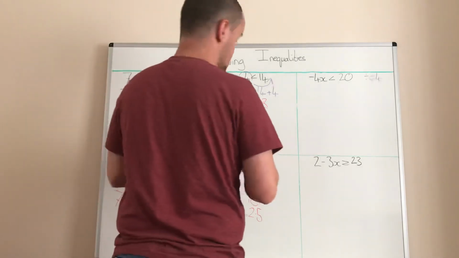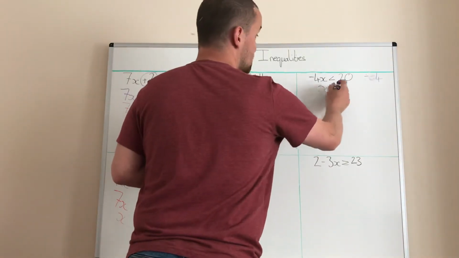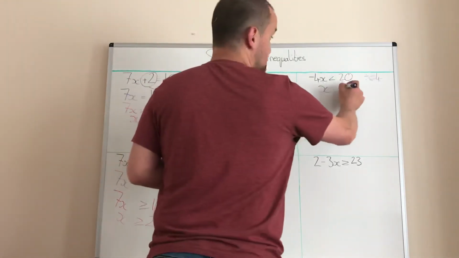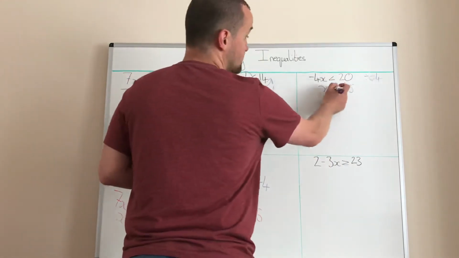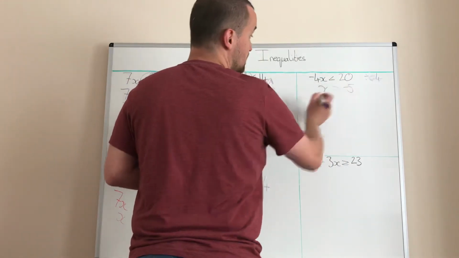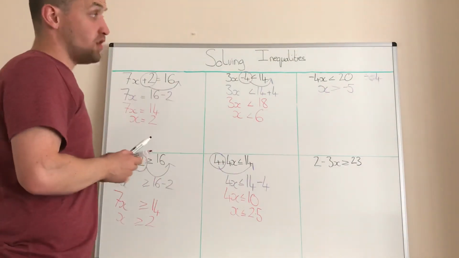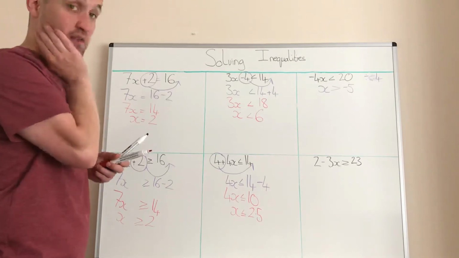So what we get, we've divided both sides by 4, so we get x. 20 divided by minus 4 is minus 5, okay? And the inequality sign turns the other way, okay? If you want to know why that happens, let me know about it, okay? And I will sort out a video for that.